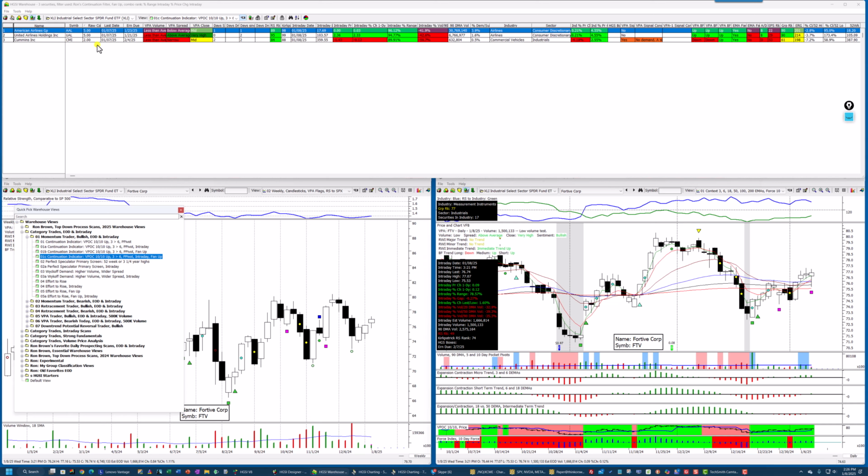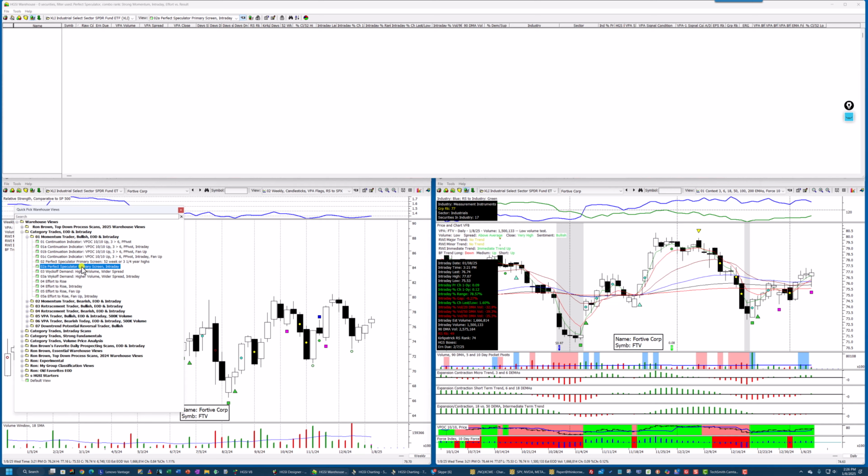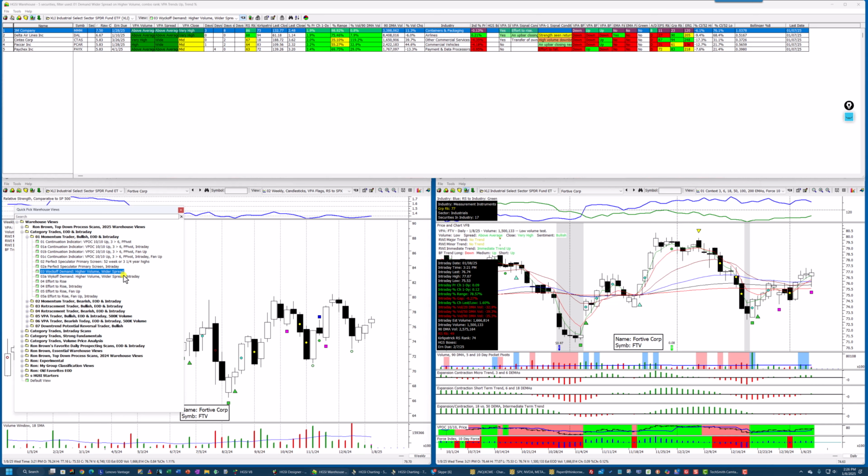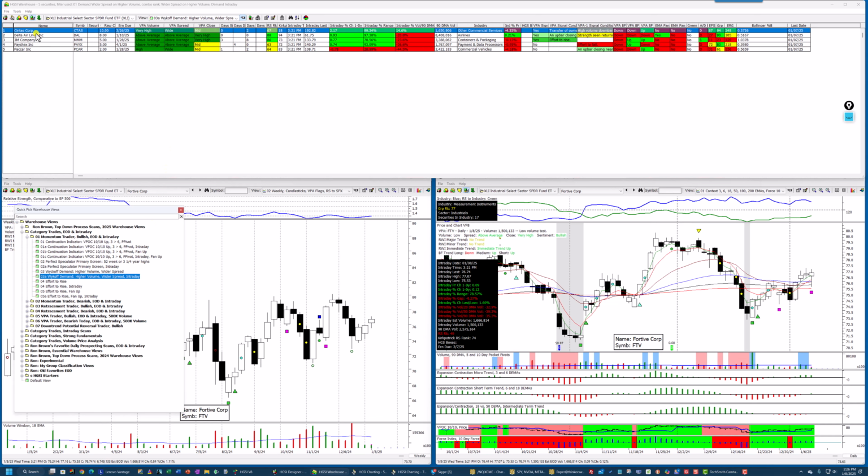Let's go through the rest of these quickly. This is Perfect Speculator. None of these stocks meet that criteria. It's a 52-week high or a 3.25-year high. Wyckoff demand, higher volume, wider spread intraday. You can see that we have a different list of stocks here than we did with the continuation. And these stocks meet the criteria. Higher volume or above average, and a wide spread or above average. And the close is a minimum of mid, but the stronger ones are very high.